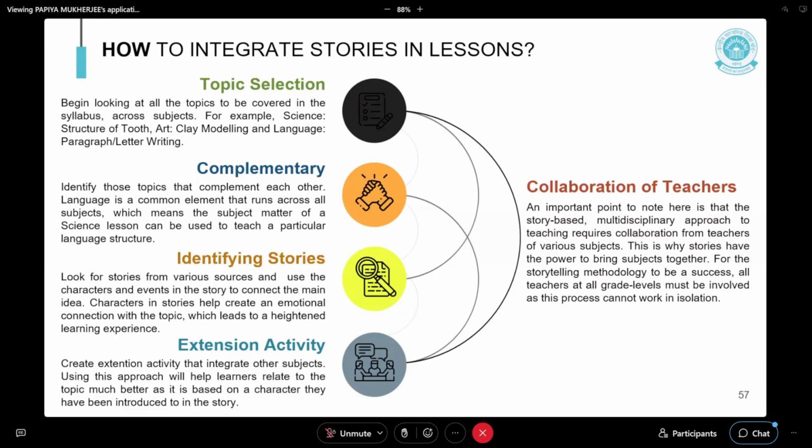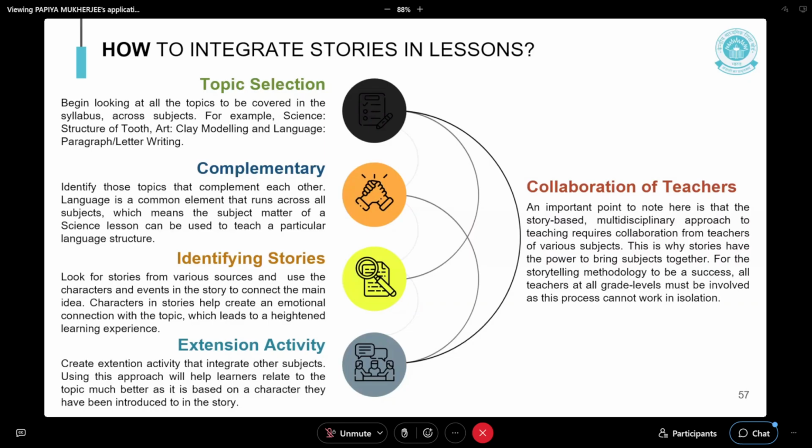The weaving has to go as per the content and the subject. Science lessons, for example, can be taken up very well. A concept of science can be taken up to teach a particular language structure. You need to identify stories, and stories can be identified from various sources. Teachers need to weave the characters and events in the story to connect to the main idea. Characters in the stories help create an emotional connection with the topic, and that gives a higher level of learning experience.